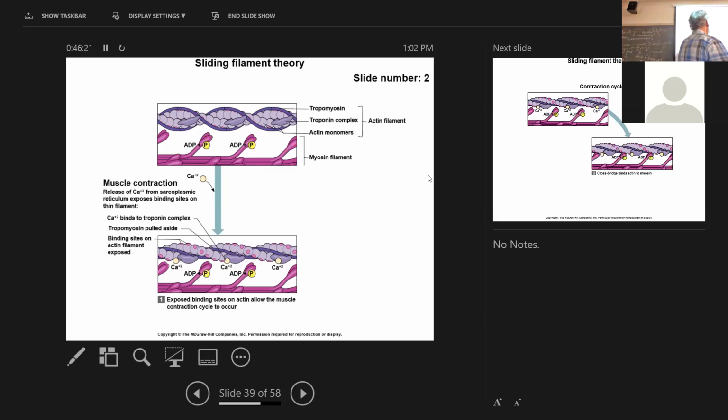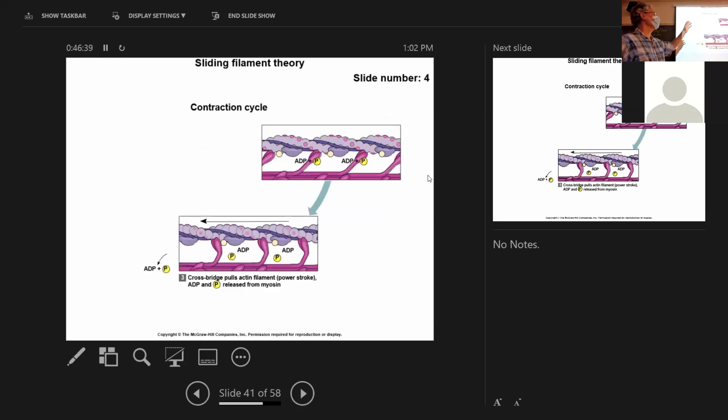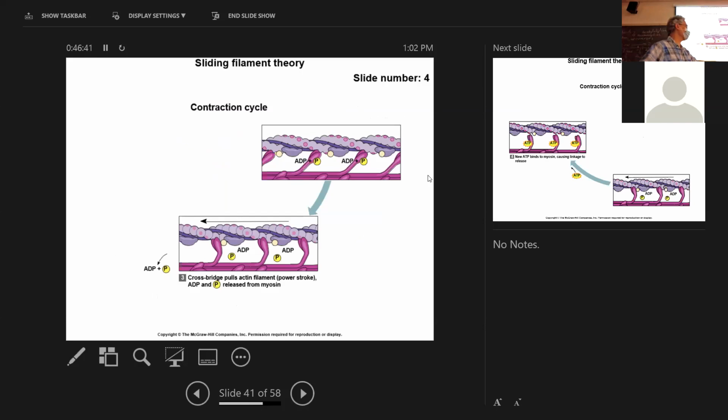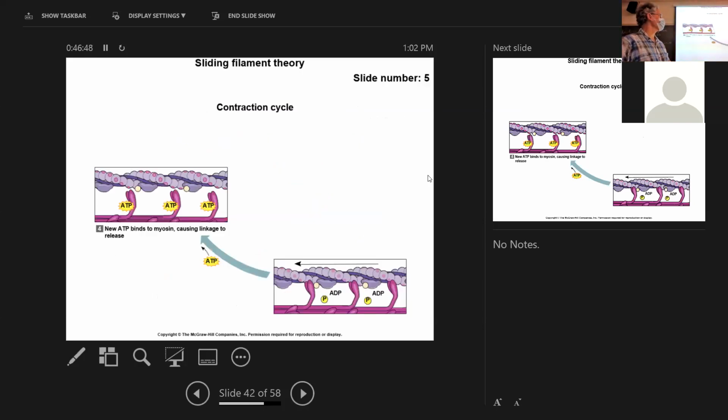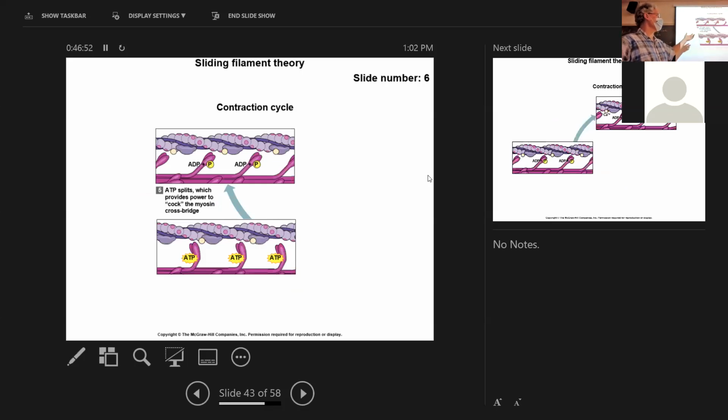Calcium will bind to troponin, that drags tropomyosin off the sites that bind myosin. Now myosin can bind the actin, and it does, and then starts to cycle. It will release the phosphate, it'll bind, and then it releases the ADP. There's the power stroke, and now you start to pull the thin filament towards the other end of the sarcomere, and you contract. Then it's bound by ATP, it gets released again, and so on and so forth.